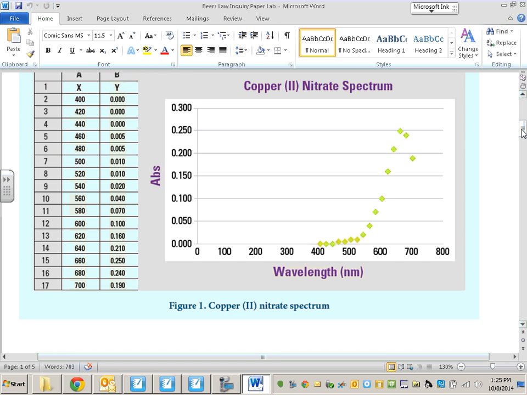So what this shows is we have a maximum absorption at 650 nanometers. Write this down as well.